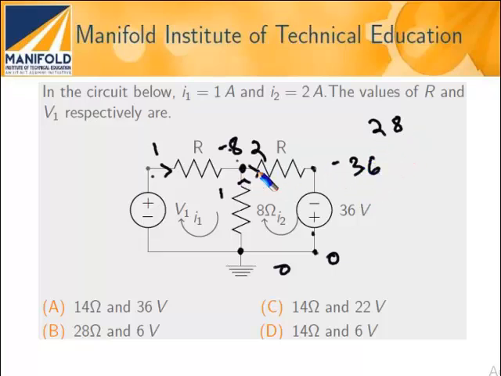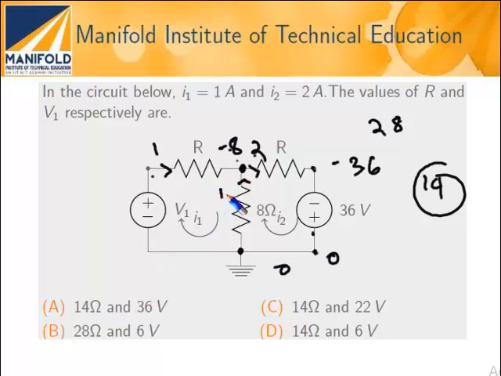28, yes. So this is 28, and I know that this current is 2. So this R value must be 28 divided by 2, which is 14. But I have got 3 options, so I have to find out the value of V1 also.